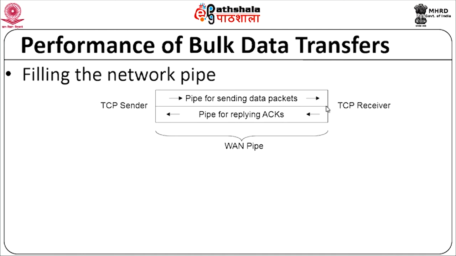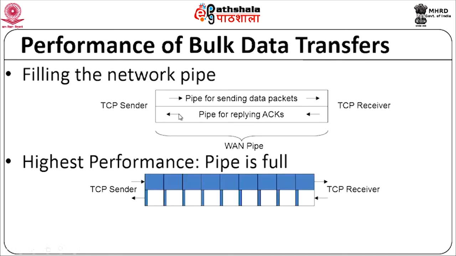Typically, to get the best performance, you want to fill the network pipe. If you have a TCP sender, you can look at the entire network as a WAN, as a pipe. You are sending data into the pipe and receiving acknowledgements back from that pipe. So when do we get the highest performance? When the pipe is full. A situation you'll get is something like this: you're sending data, it's all filled with packets, and you keep getting acknowledgements periodically. This is the normal expectation.